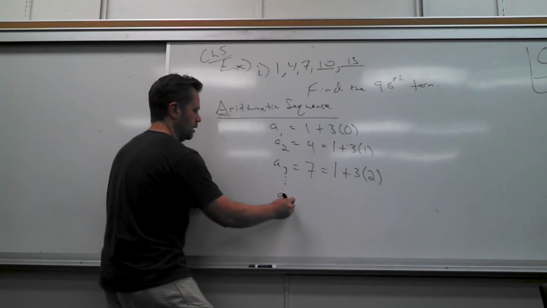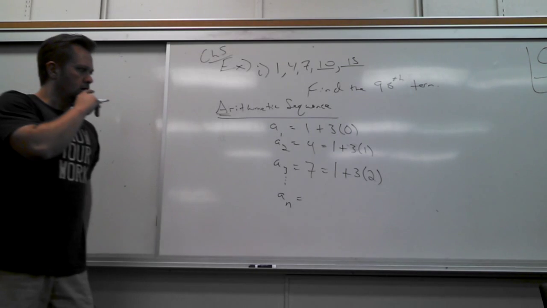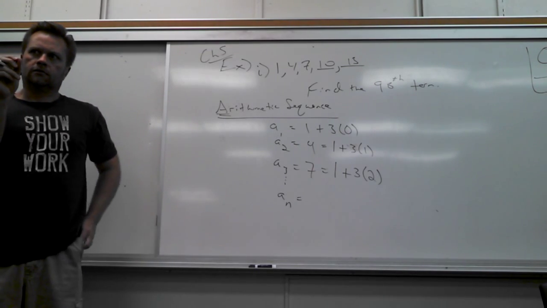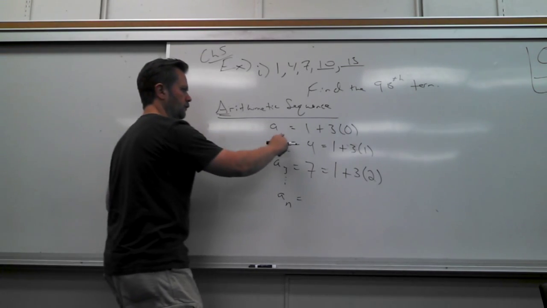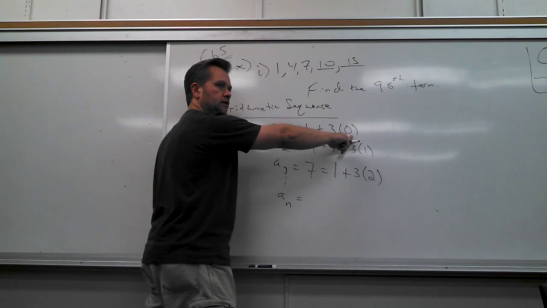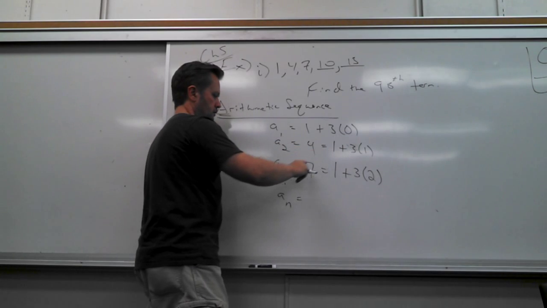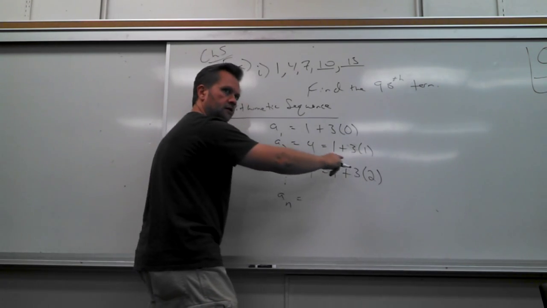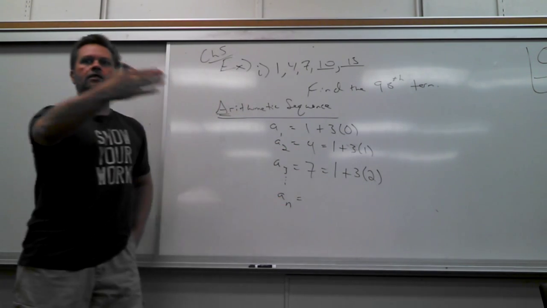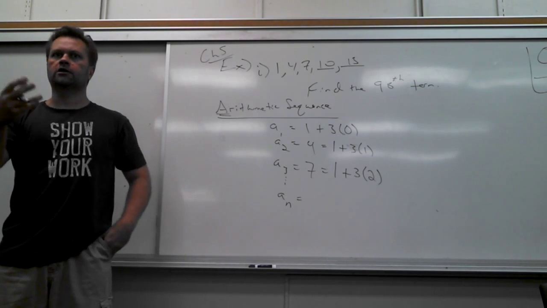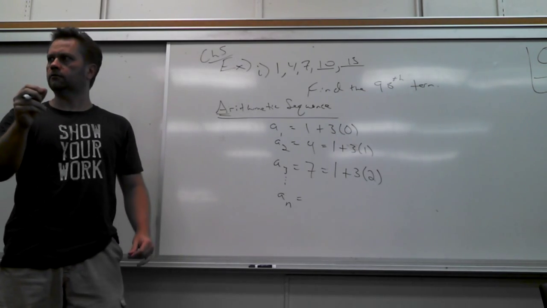What would A and B? This gets a little weird. Notice how the first term, I took 0 steps. The second term, I took 1 step. The third term, I took 2 steps. So how many steps do I take to get to the nth term? N minus 1. I love it.